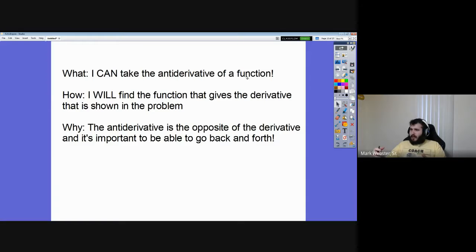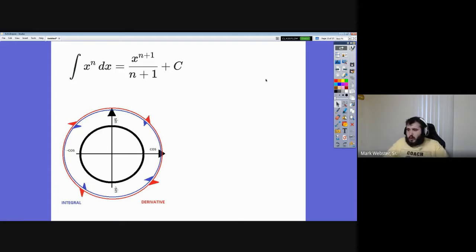We can't really talk about adding unless we also talk about subtracting, multiplying and dividing, squaring and square rooting, exponentials and logs, and then derivatives and antiderivatives. And so it's important that we're able to do this. So a couple things I wanted to show you. These two are really common, most important, I think. This top one is basically the reverse of the power rule.